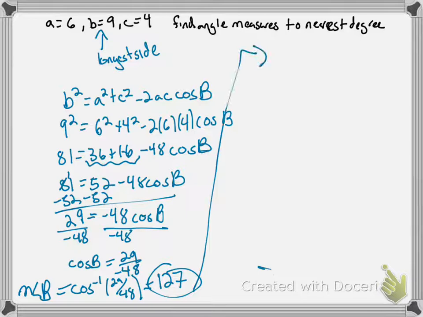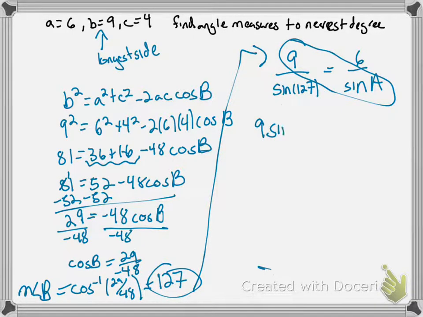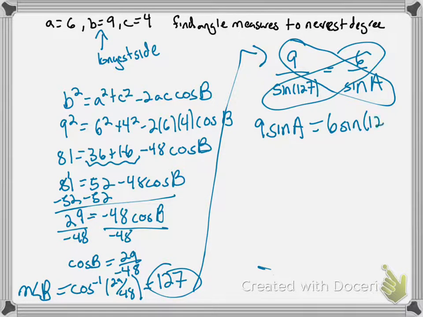Okay. And then up here, we're going to pick up with finding our other angles. So it doesn't matter which one you go with, just as long as you're using what we just found. So 9 over sine of 127 equals, and then I went with 6 over sine of A, cross multiply. 9 sine of A equals 6 sine of 127, divide by 9. Okay, so we get sine of A equals, and you can reduce this. 3 goes into this 2 times, 3 goes into this 3 times.